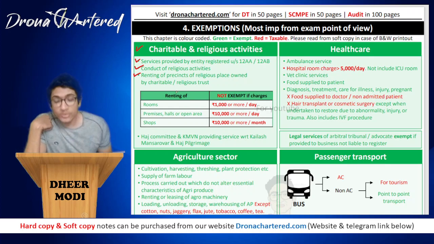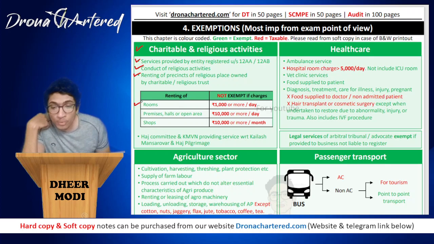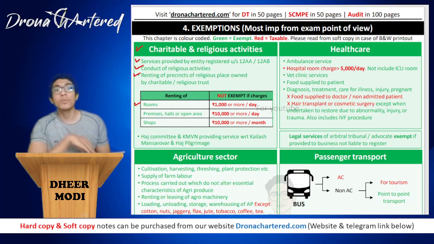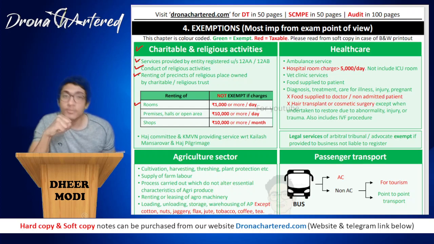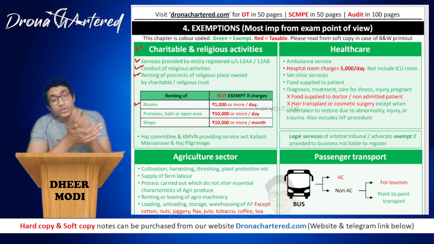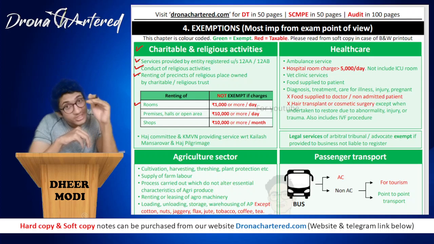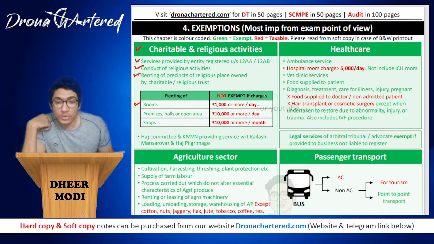Now, what you have to see is renting of rooms will not be exempt if the rent of room is 1000 or more per day. Okay, so your rooms will be exempt if your tariff is up to 999. Got it? So up to 999 it is exempt. The moment it touches 1000, it becomes taxable. Okay, so it will not be exempt. That is basically it will be taxable if it is 1000 or more per day.